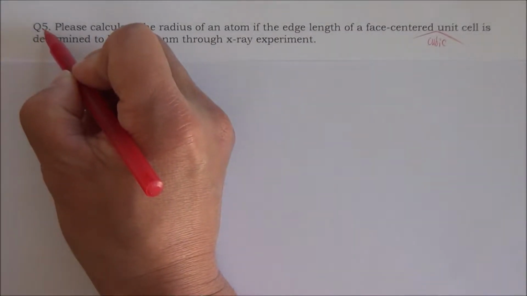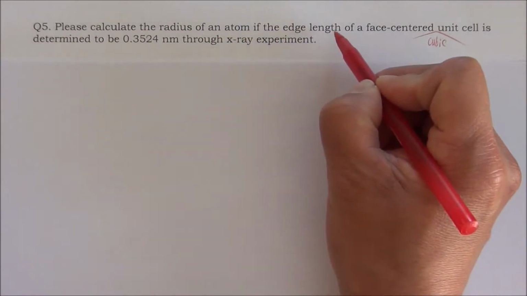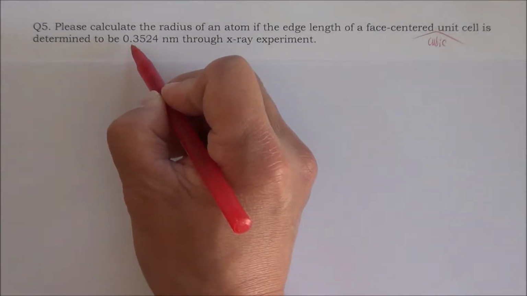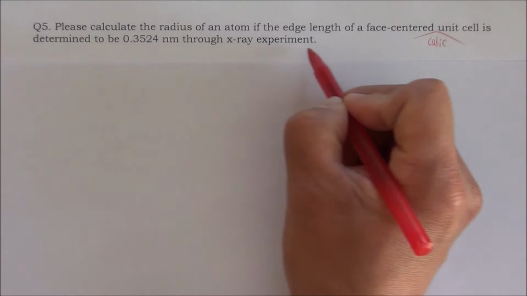Question number 5. Please calculate the radius of an atom if the edge length of a face-centered cubic unit cell is determined to be 0.3524 nanometer through X-ray experiment. First, let's review the structure of a face-centered cubic unit cell.